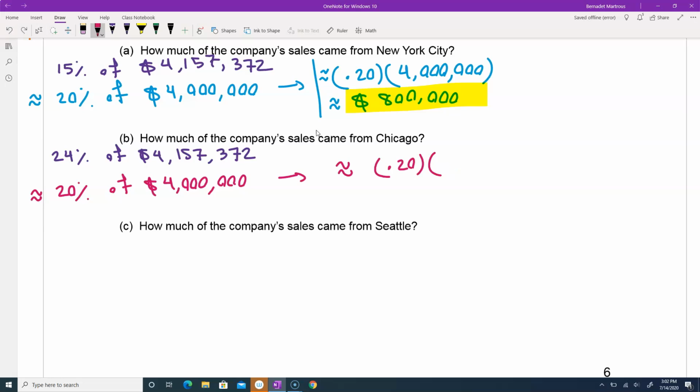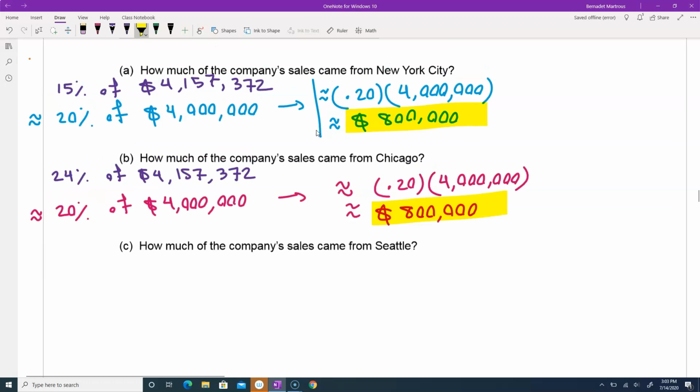I'm not using that dollar sign here. So 4 million, that is equal to, at the end I'm using the dollar sign, so this is again the same answer, $800,000. Now, how much of the company sales came from Seattle?